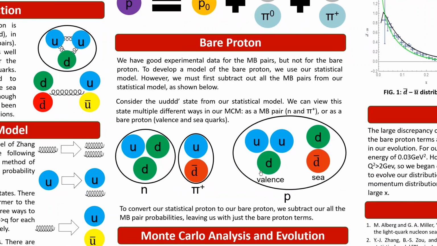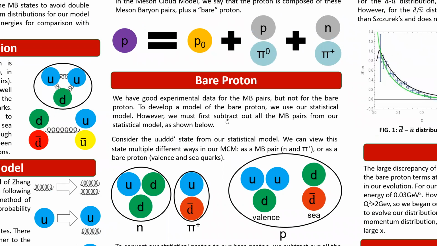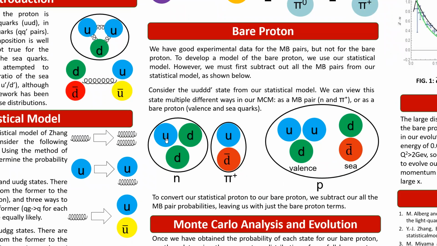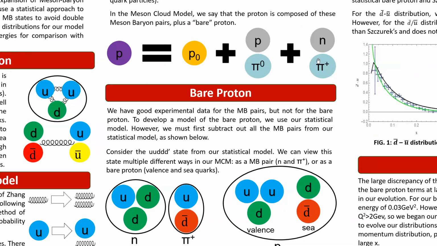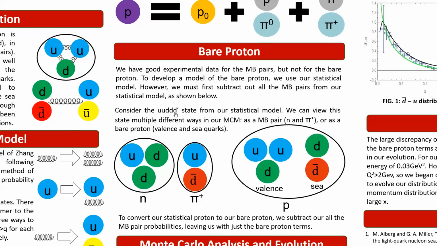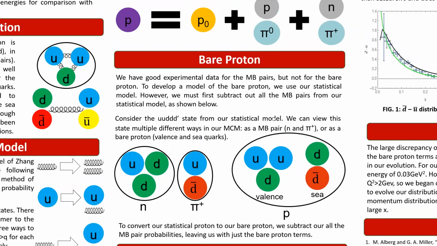And we can view that both as up, up, down. That's our valence quarks, and a D, D bar. So that's part of our just proton. We call that part of our bare proton. But we can also regroup these to up, down, down, and then a U, D bar. And this up, down, down, these are the valence quarks for a neutron, right up here. And this U, D bar is a pi plus. So this exact same state, we can view once as a Meson-Baryon pair on the left-hand side, and on the right-hand side, we can view it as a bare proton.